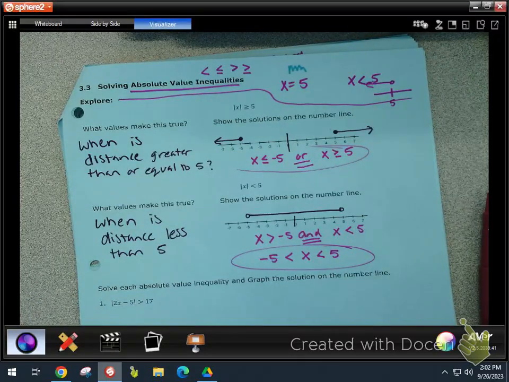Okay? I would accept either on a test, but I like to write it with the and, and then go to here. And it helps with the number line too. Okay, so I underlined those words right here.